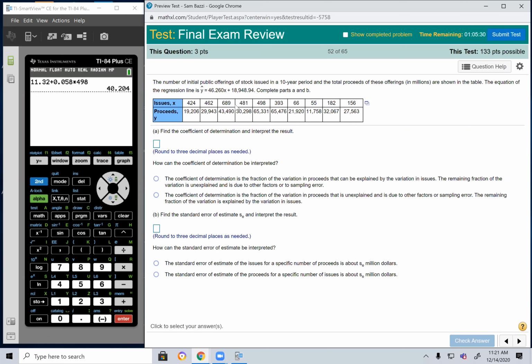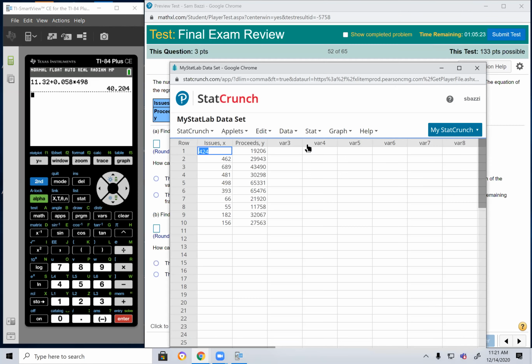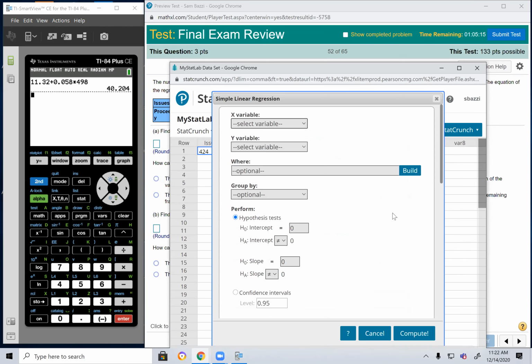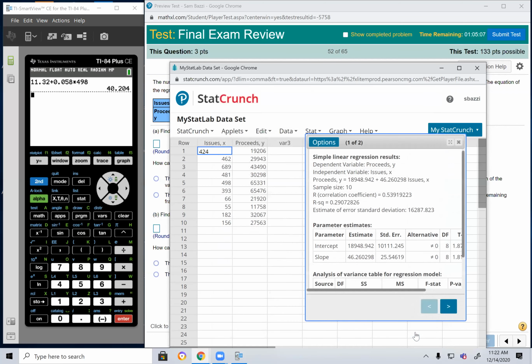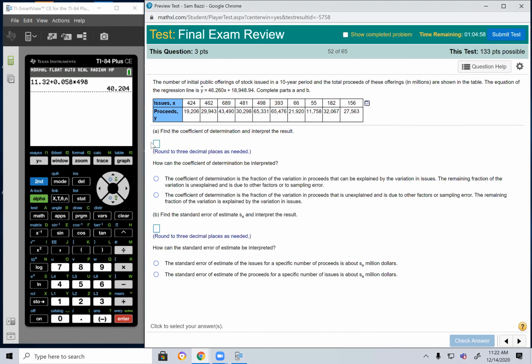Find the coefficient of determination, guys. To find it, you can use StatCrunch if you want. Let me show you again. Or you can put them in the calculator. You might appreciate StatCrunch more if you have access to a computer. X variable is issues. Y variable is proceeds. Compute. And look, R square is right here. 0.29. It's very low. So it's 0.29, says 3 decimal places, you do it.